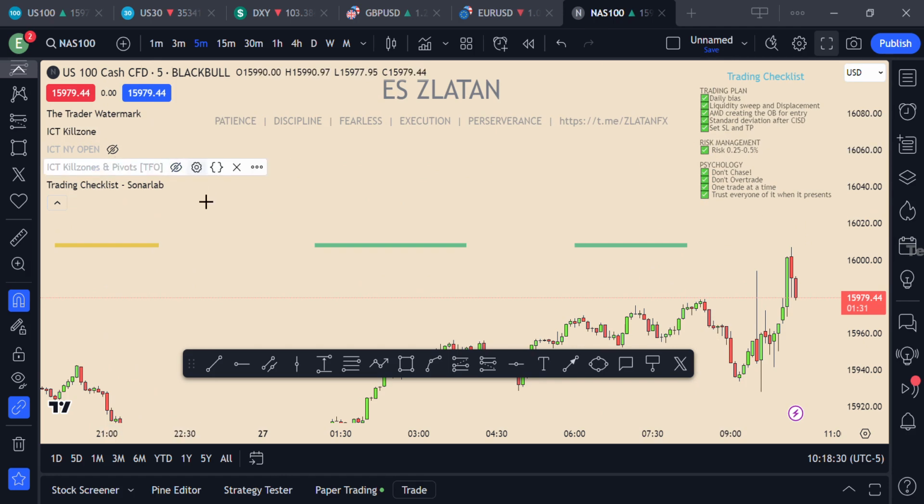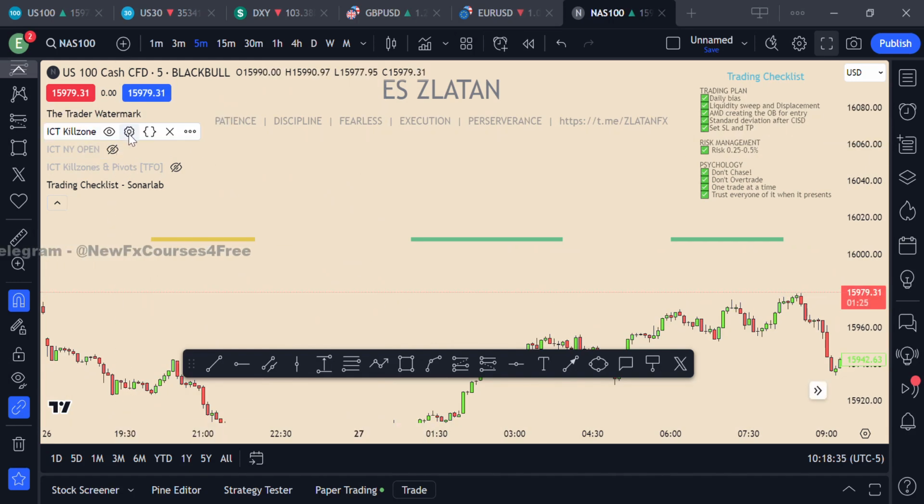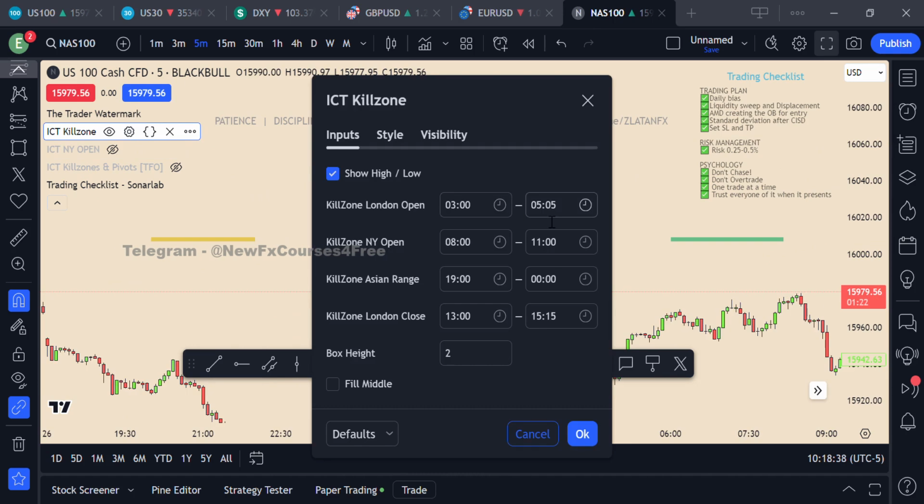Now you could use this ICTK zone to set those times of the day, and these are the settings for my own. Those times of the day: 3 a.m. to 5 a.m., 8 to 11 a.m., and this to this for the Asian range, and this to this for the London close, right? So I can literally change this to only the silver bullet if I want to, but this is what I use. This is my own setting. So within these time windows, I search for my setup, right?